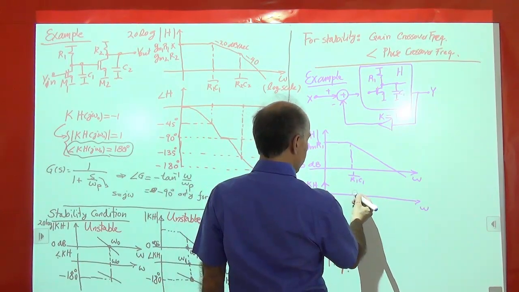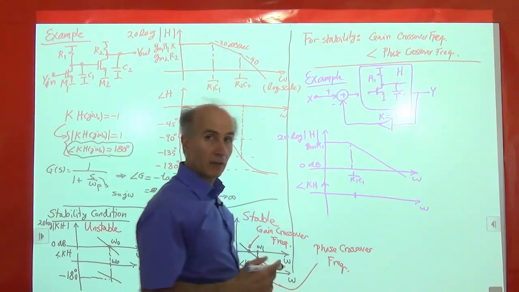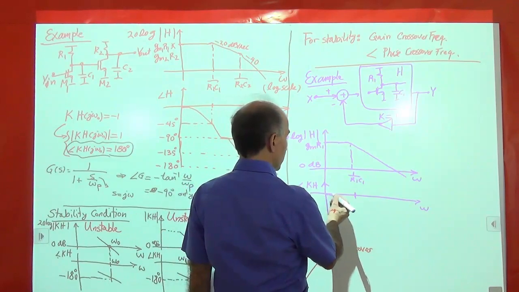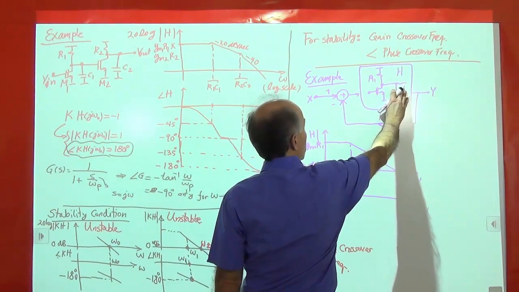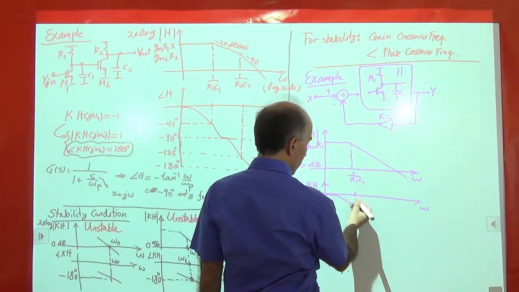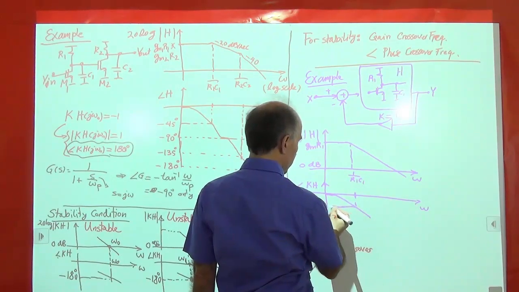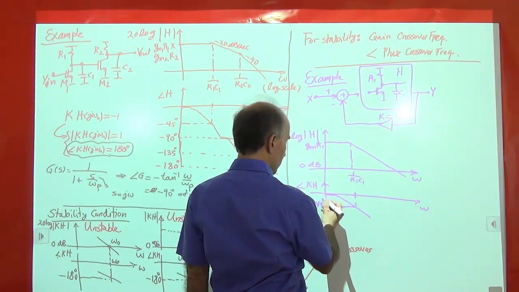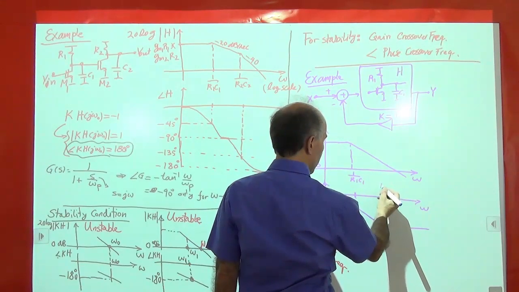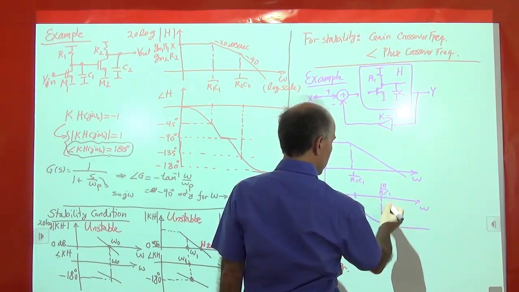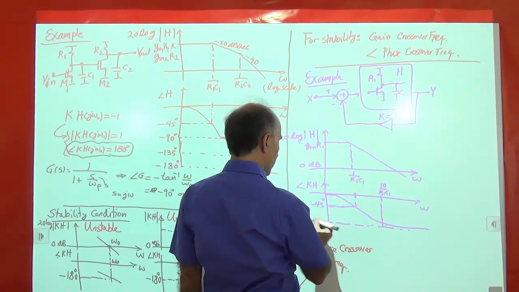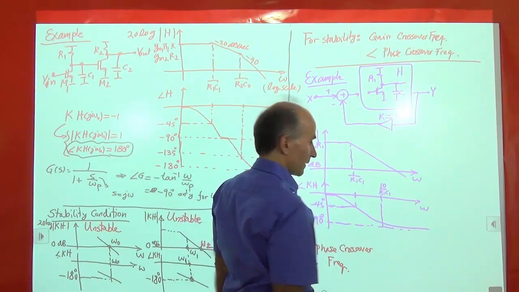And then we know that at the pole frequency, we will have a contribution of minus 45 degrees. So we start out at zero frequency. At zero frequency, the capacitor is open. There's no phase shift here. And then over here we have minus 45. And then at 10 times this frequency, so 10 over R1C1, it's approximately minus 90 degrees, right? It's actually asymptotically approaching minus 90 degrees.